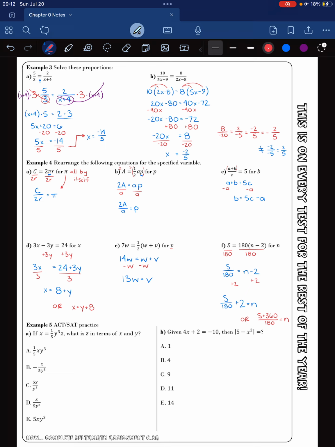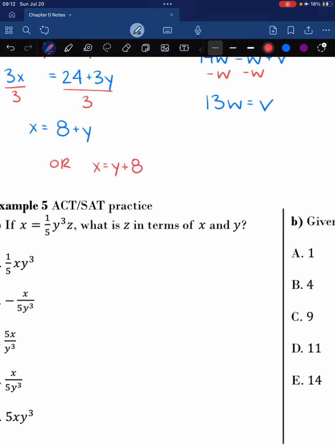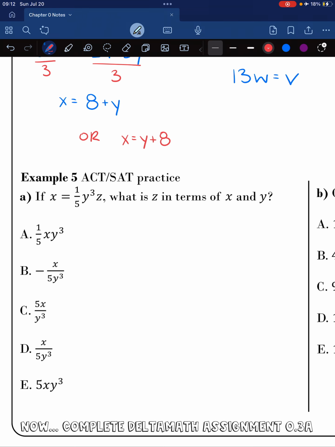Okay, so there's that section. We got 2 SAT, ACT problems. And then we are done with this lesson. Okay, so here without reading, not that there's much to read, we have this equation. And then it wants what is z in terms of x and y, meaning z is going to be on one side of the equation, x and y are going to be on the other.